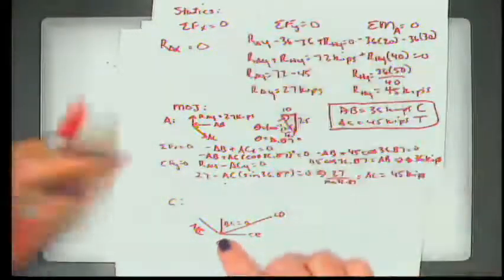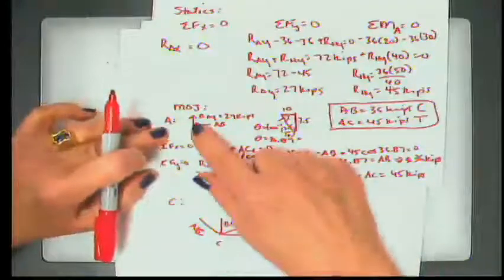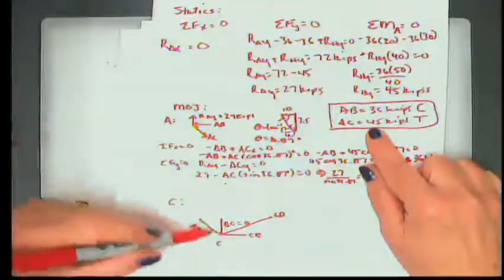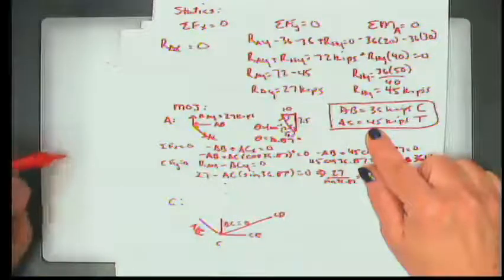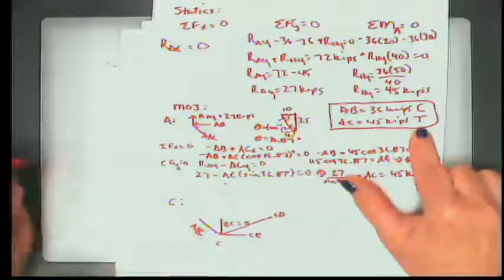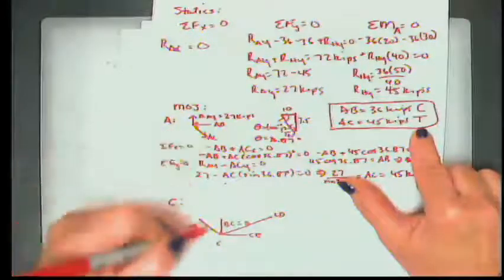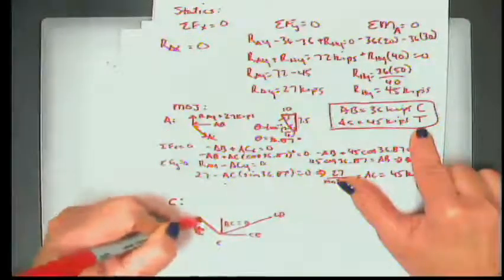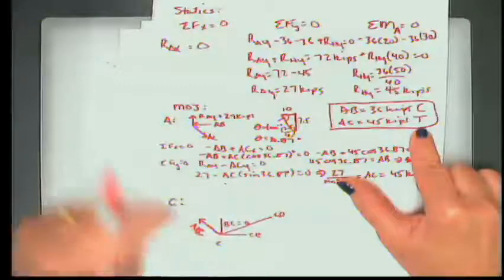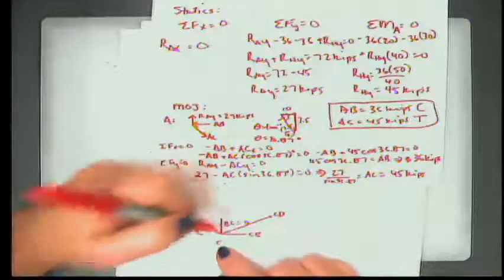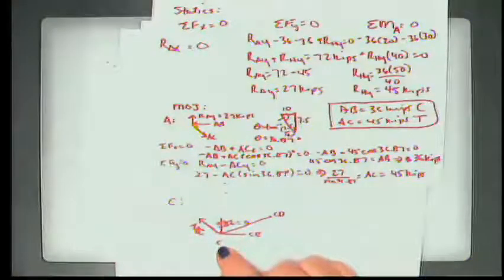All right, so if we go back to our original analysis on point A, we see that AC is 45 kilopounds, and it's in tension, meaning that it is pulling on the joint. So here it's going down, here it's going up, because it's pulling on joint C the same as it was pulling on joint A. We know that this is 0, so we can actually eliminate that from our analysis, can't we?